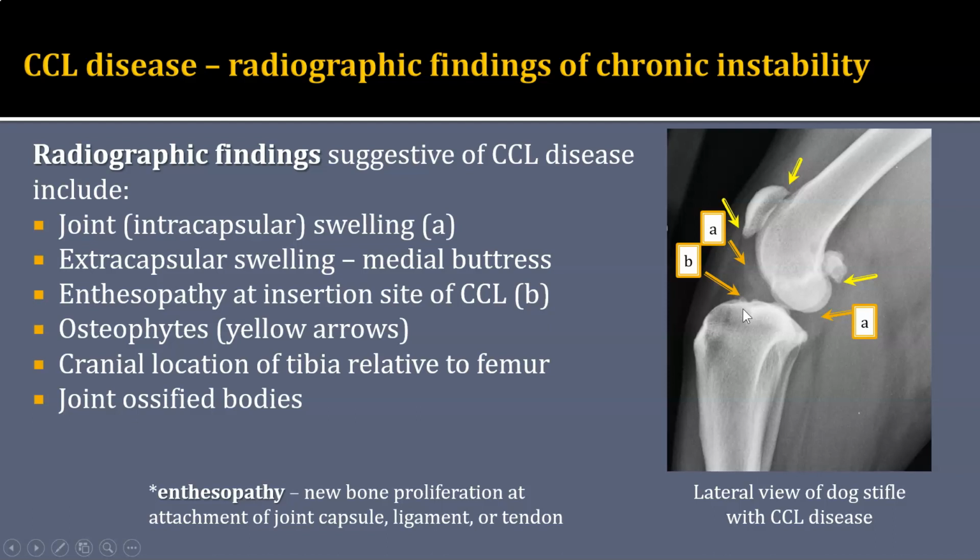Sometimes we will see that there is an unaligned joint because they can have like a tibial thrust or a cranial drawer, and then sometimes we can see periarticular ossified bodies.